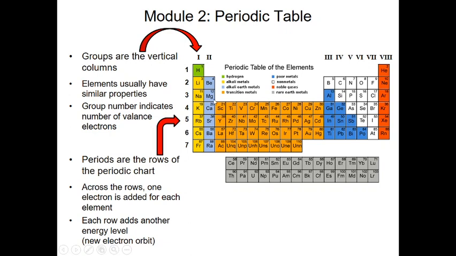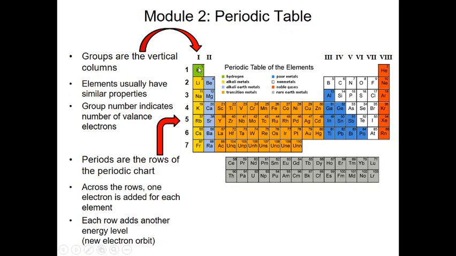First of all, we don't really call them columns. Each column here we call a group. The groups are vertical columns. Now, the rows we instead call periods. The periods are the rows.